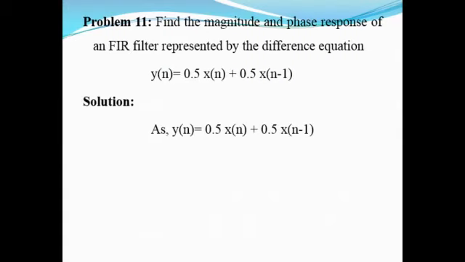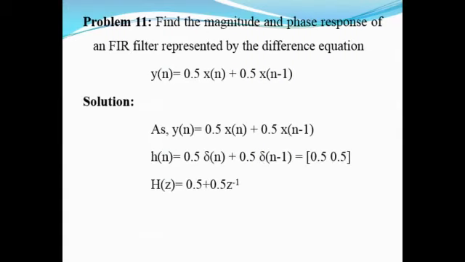Then we'll take a problem. Find the magnitude and phase response of an FIR filter represented by the difference equation y[n] = 0.5 x[n] + 0.5 x[n-1]. So this is the general equation of a digital filter that we have earlier discussed. So solving it, y[n] is 0.5 x[n] and 0.5 x[n-1]. This is the delay element involved in finding the response of the system.